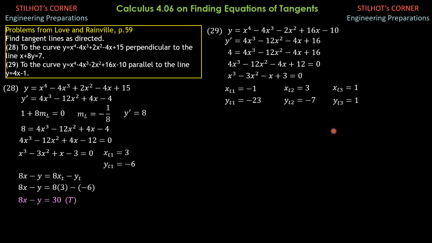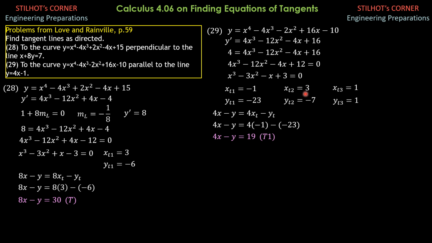So it's correct. The form of the equation of the tangents would be, if the slope is 4, 4x minus y equals 4x_t minus y_t. So substitute the first point of tangency, negative 1 comma negative 23. So 4x minus y equals 4 times negative 1 minus negative 23. Simplifying, 4x minus y equals 19. So that's the first tangent.